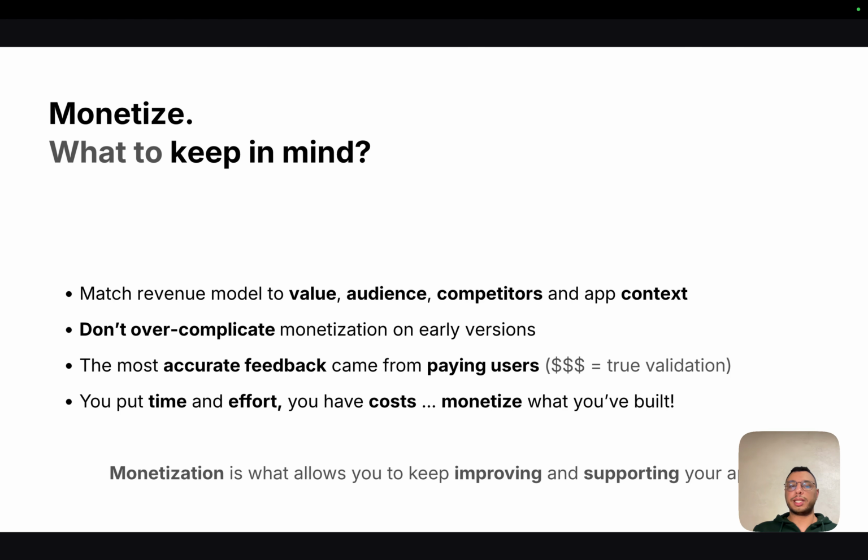So there is no one revenue model that fits all. The revenue model that we will adopt in our app will have a direct correlation with the value, audience, and competitors, and generally with the app context. Also, we shouldn't overcomplicate the monetization in the early version. We shouldn't try to find the perfect revenue model. Everything happens through testing or A/B testing. So we can adopt some monetization model, change it later, and when doing this process, we will end up finding the revenue model that fits our app context.